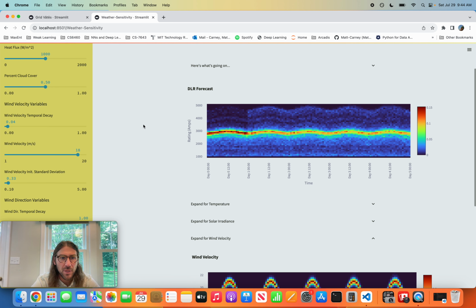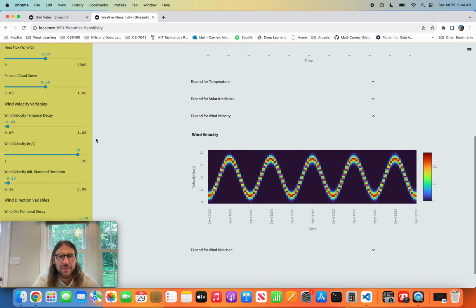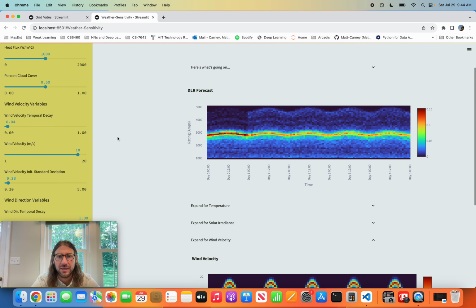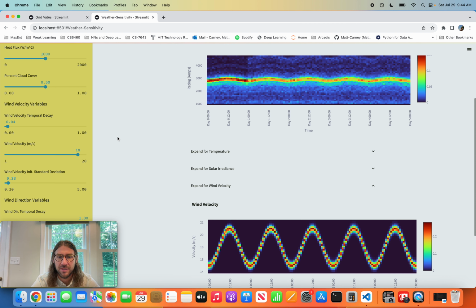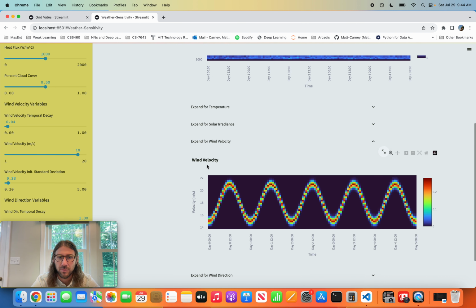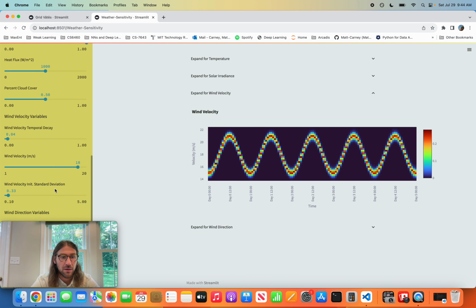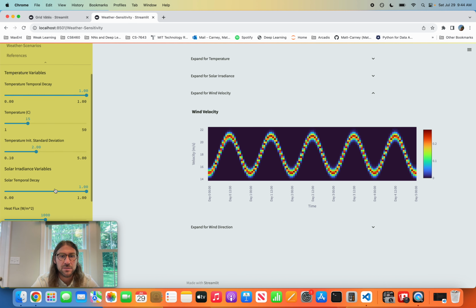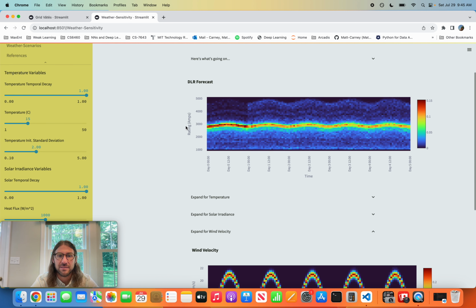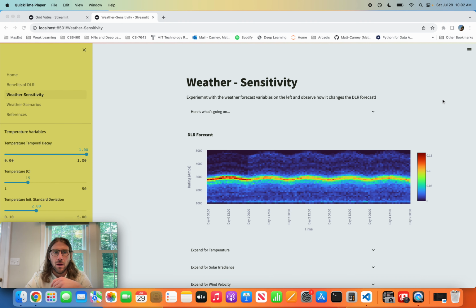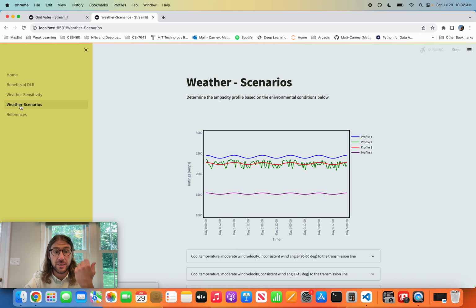So there are lots of different knobs that you can modify. That was the DLR forecast. Here's the wind velocity. If you remember before, these bands have become a lot tighter. So you can go through and modify all these different parameters and look at how it affects the line rating. Okay, let's transition to the last tab, which is the knowledge check.